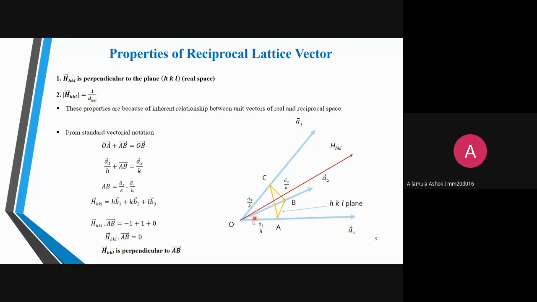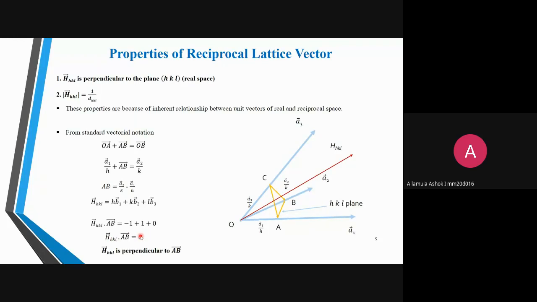From the standard vectorial notation, we know that OB equals OA plus AB. And we know that OA equals a1 by h, the intercept, and OB equals a2 by k. Therefore, AB equals a2 by k minus a1 by h. So this is the difference of two real space vectors. This AB vector is this, and H is a generalized reciprocal lattice vector. So I'm doing the dot product of these two. One is the difference of real space vectors, real lattice vectors, and one is the reciprocal lattice vector. So the dot product of H dot AB gives a2 by k and kb2, which gives rise to plus 1, and minus a1 by h and hb1, which gives rise to minus 1. So plus 1 minus 1 plus 0. So the dot product is going to be 0.